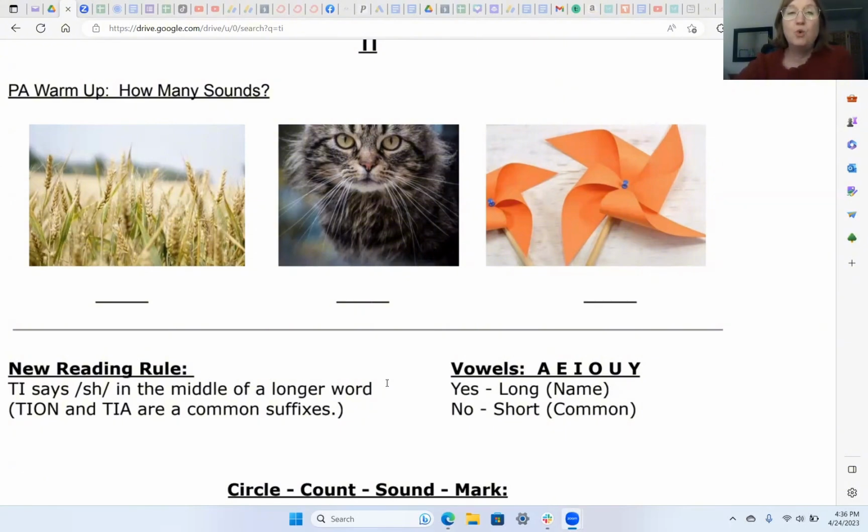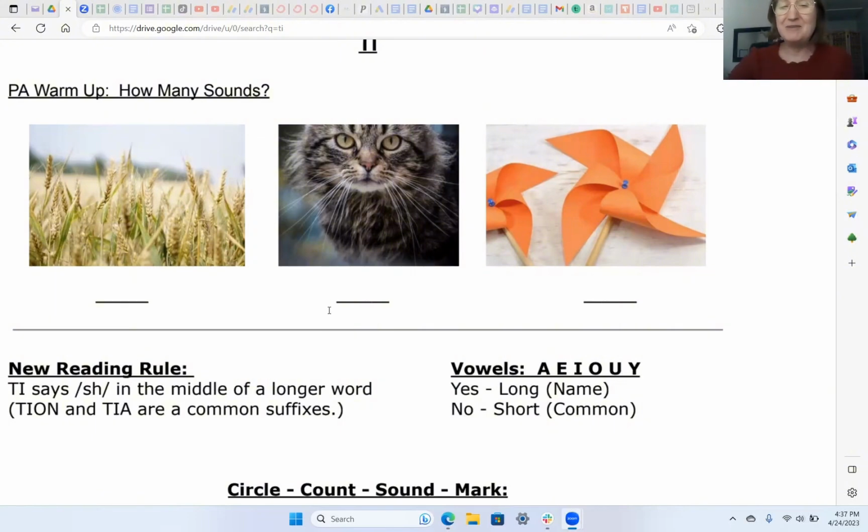Let me take a look at all your answers here. Oh, beautiful. So there are 3 sounds in wheat. Here's another one with that WH sound, in whisker. How many sounds in whisker?